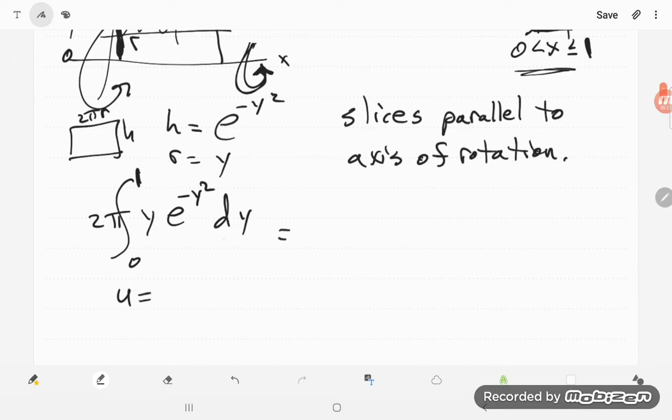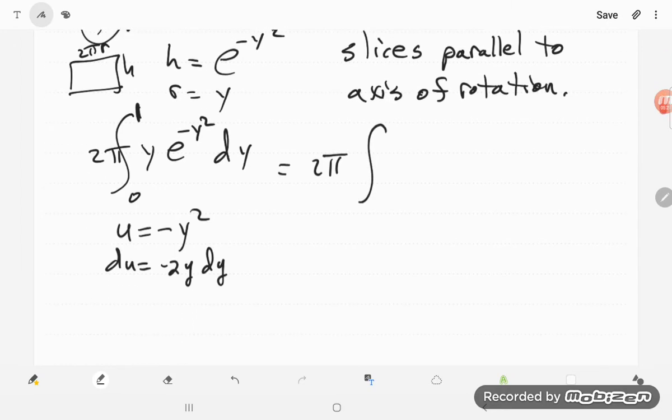I'm going to let u equal negative y squared. Then du is negative 2y dy. And so this becomes 2 pi. Now, this is interesting. Notice that u of 0 is 0, and u of 1 is actually negative 1. So that'll be interesting. So we go from 0 to negative 1. Backward limits there, but that's okay for our integral.